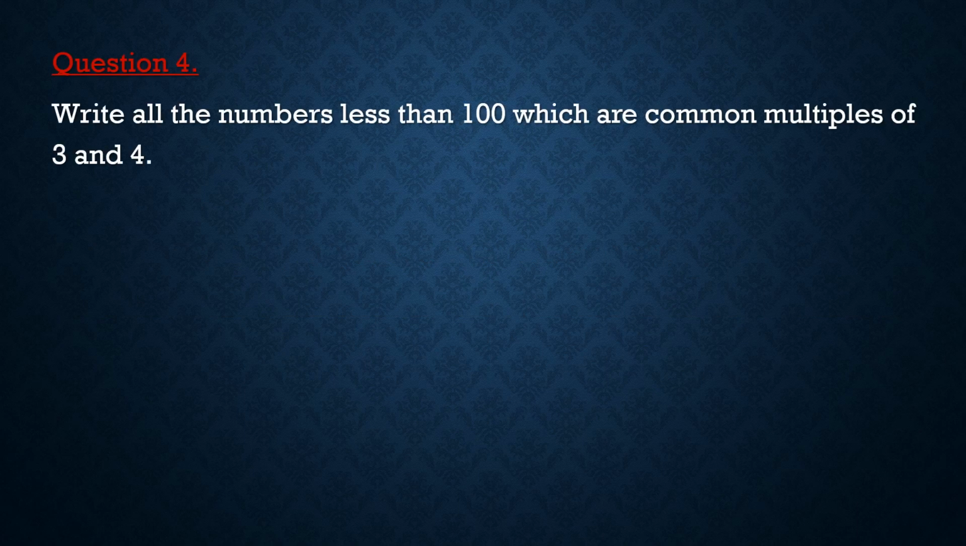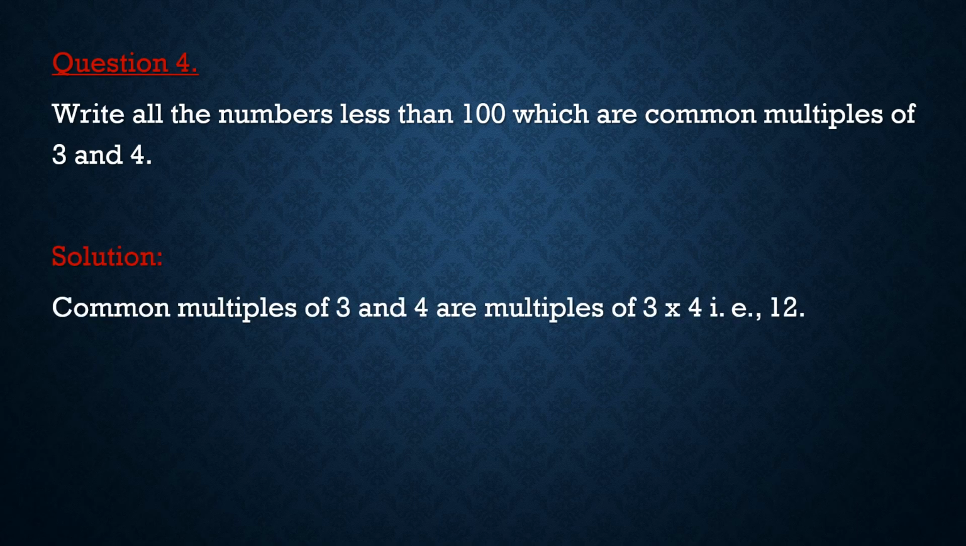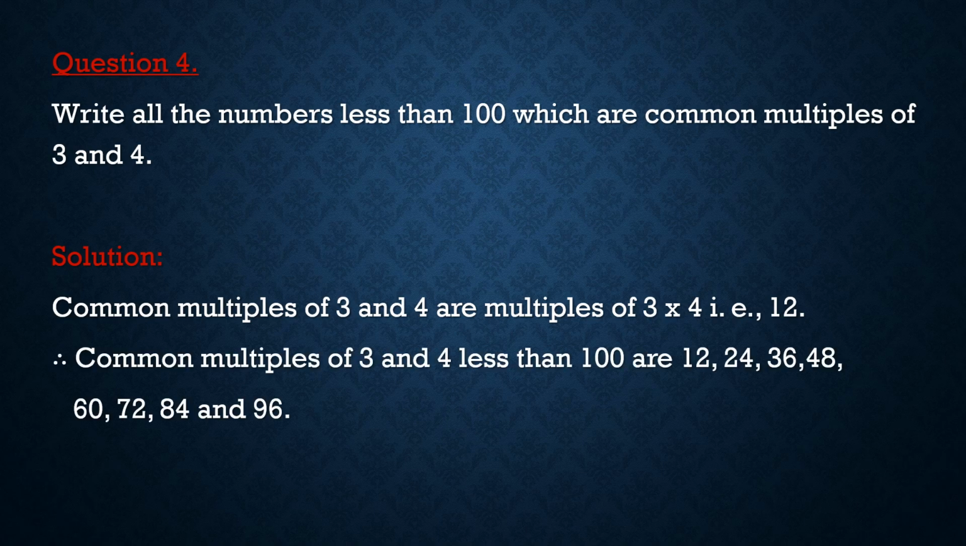Question number 4. Write all the numbers less than 100 which are common multiples of 3 and 4. Here, instead of finding individual multiples of 3 and 4, and then finding the common multiples, there is a simple method. Just multiply 3 and 4. 3 into 4 is equal to 12. Find the multiples of 12. All the multiples of 12 must be a common multiple of 3 and 4. Therefore, common multiples of 3 and 4 less than 100 are 12, 24, 36, 48, 60, 72, 84 and 96.